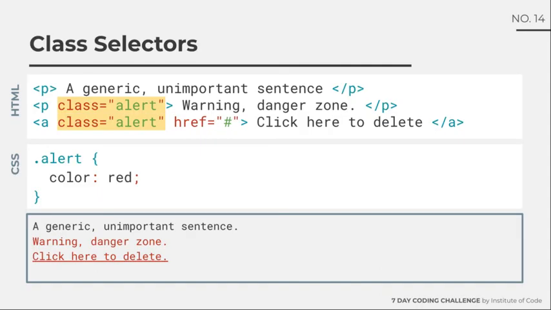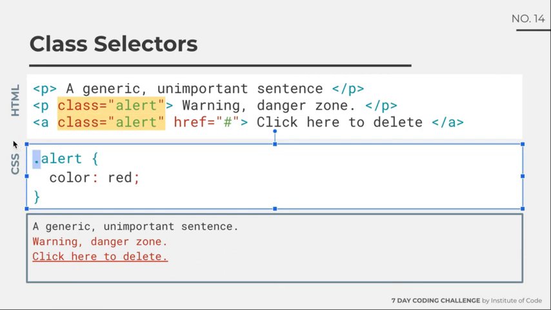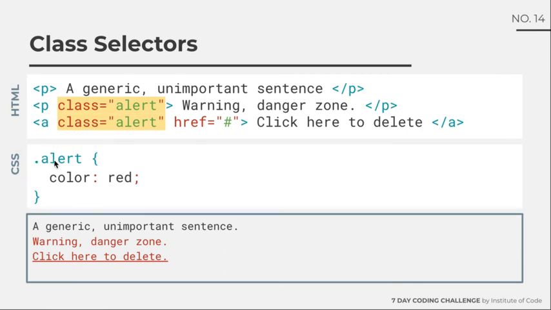Cool? So here is another example. We've got 2 paragraphs and a link, and we say a class of alert on our paragraph and our link. In the CSS, we make a class selector by using a dot, select everything with a class of alert and make the color red, and that will target both of those elements.